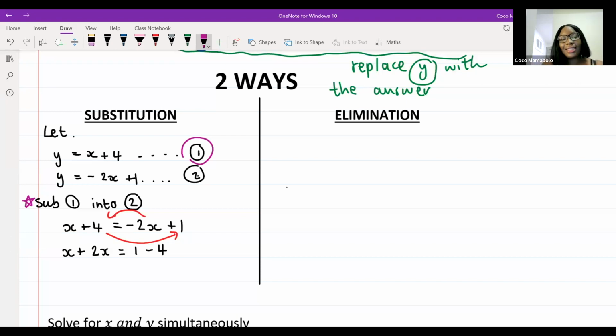Whenever I see a y, I'm going to replace it with x plus 4. So in the second equation, I saw a y. I took the y and I replaced it with x plus 4. And that's where I got x plus 4 is equal to negative 2x plus 1. Now I see you. And that's all I did. I just said, where did I see a y? And wherever I saw a y in the second equation, I replaced it with x plus 4. And then I can just solve for x because it's not that deep.